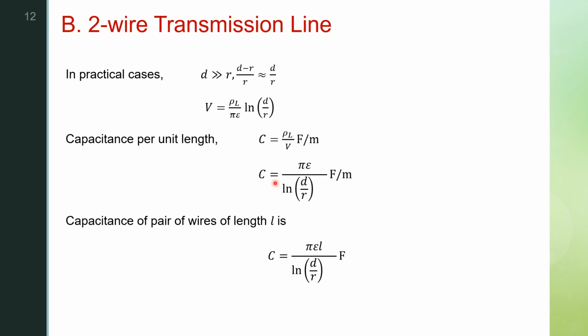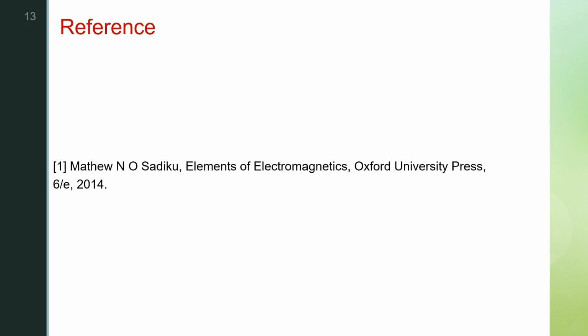So once you know the capacitance per unit length, we can compute the capacitance for a total length of L as C is equal to pi epsilon L divided by ln d by r farads. So C is equal to pi epsilon L divided by ln d by r is the capacitance of a two-wire transmission line.